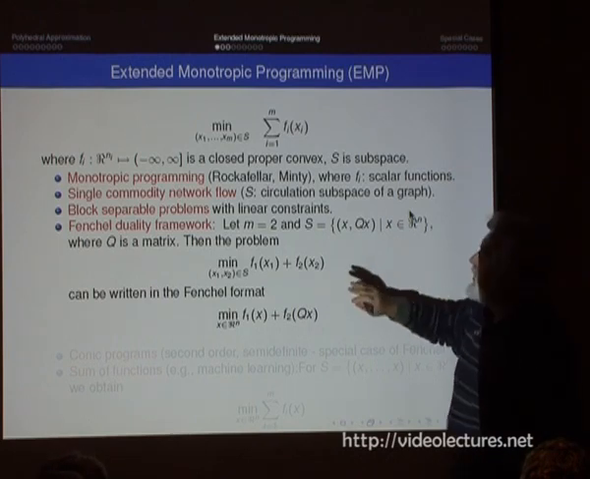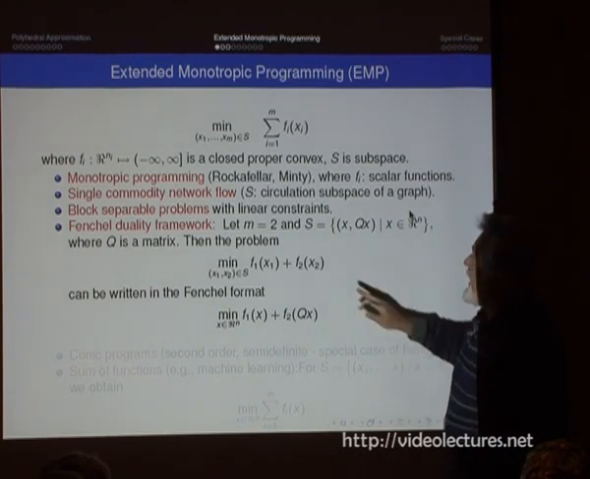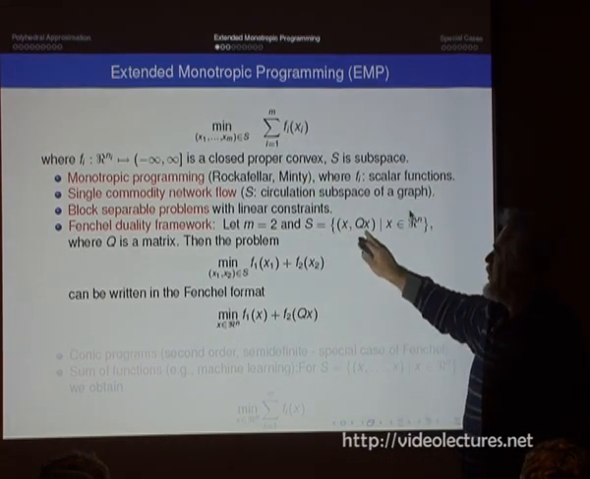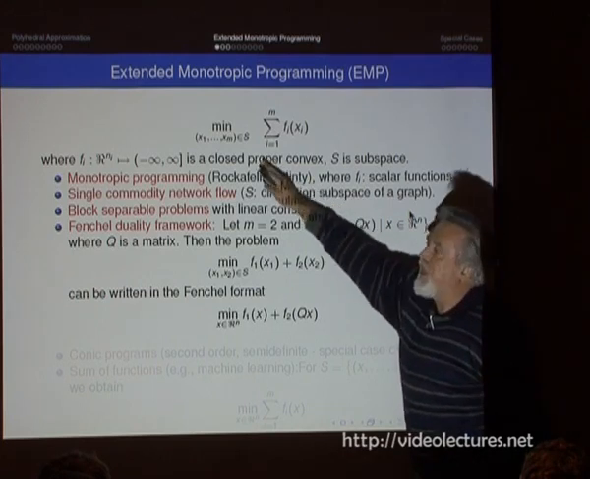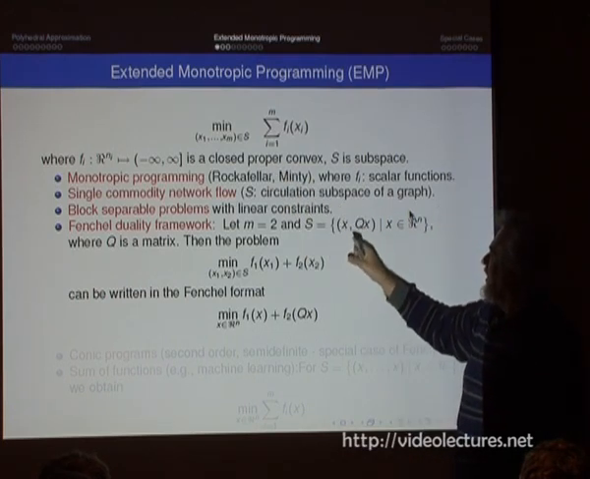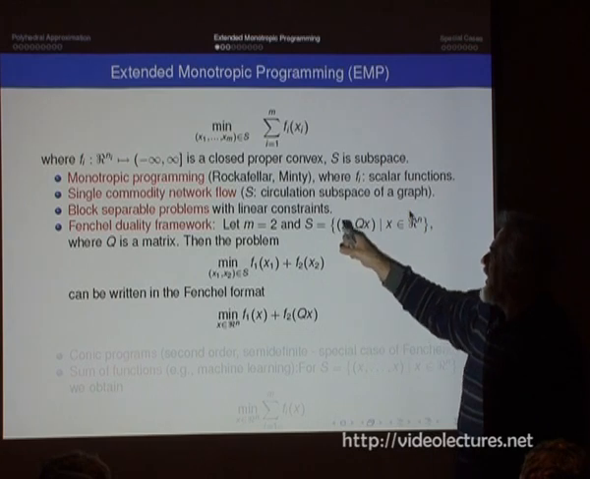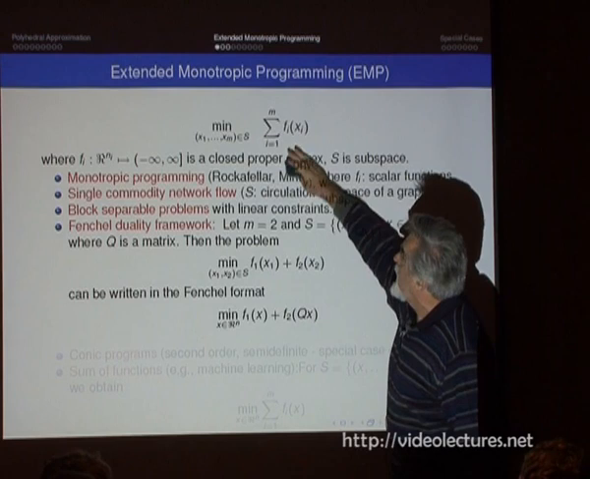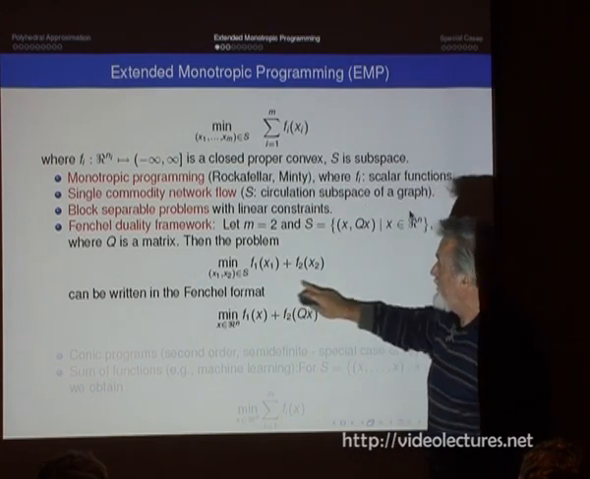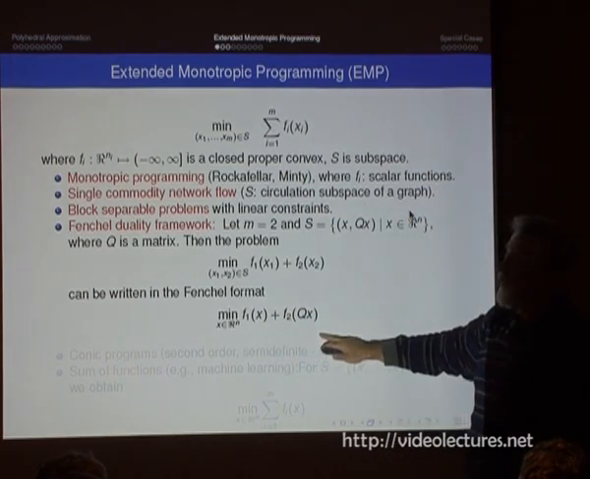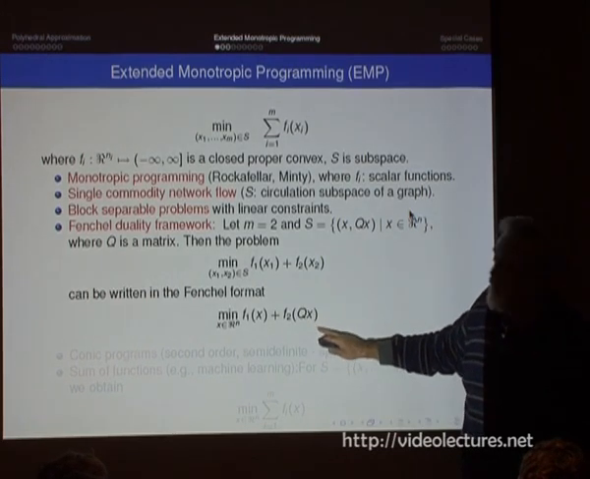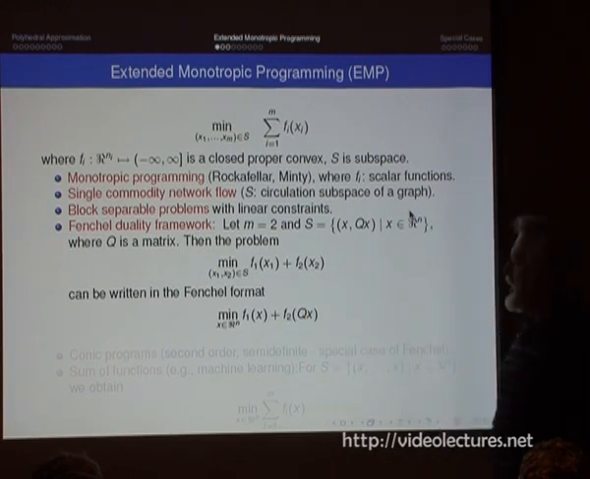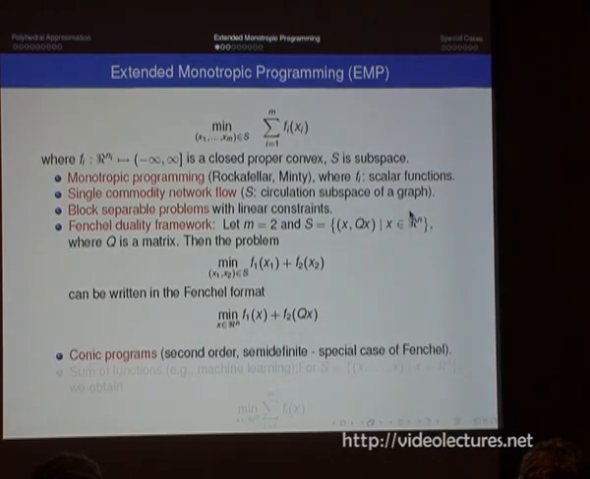The next special case is the Fenchel duality framework. Here there are only two terms, and the subspace has this form. There's a coupling between the x's: the second component has to be a linear transformation of the first. And then the extended monotropic programming problem reduces to this form, which is the classical form of Fenchel duality. Perhaps you have seen it with Q equal to the identity here. It's just a small extension.